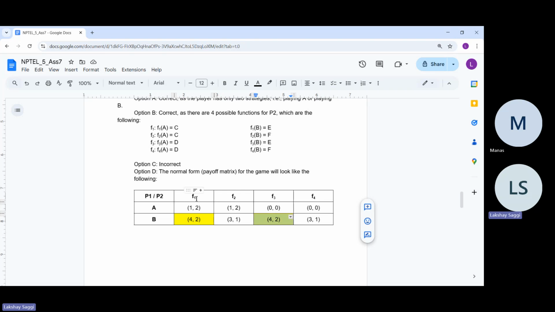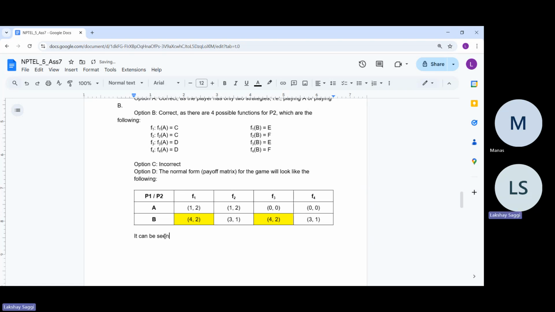So here you can see that there are two strategies, F1 as well as F3 for player 2, and two strategy profiles which give this. One is when player 1 plays B and player 2 plays F1. Second is when player 1 plays B and player 2 plays F3. So actually in this there are two Nash equilibria.